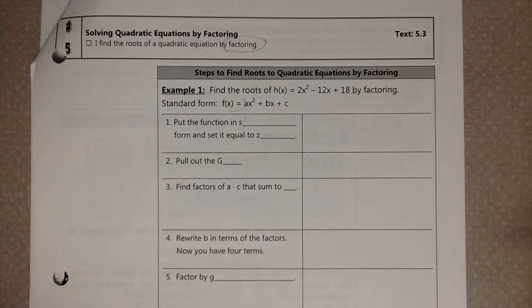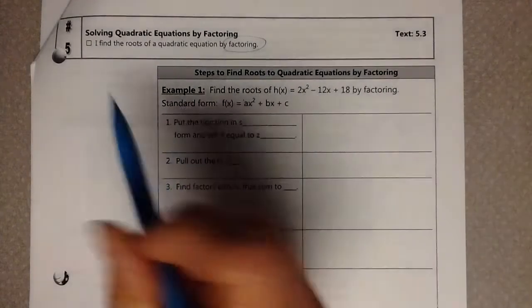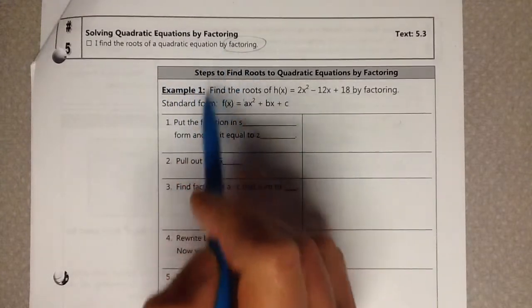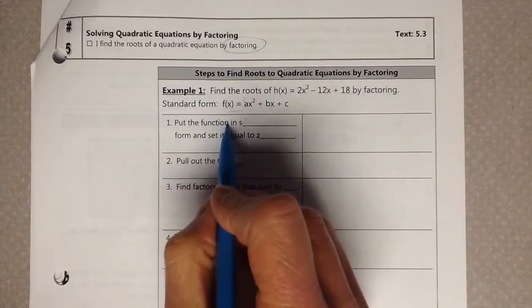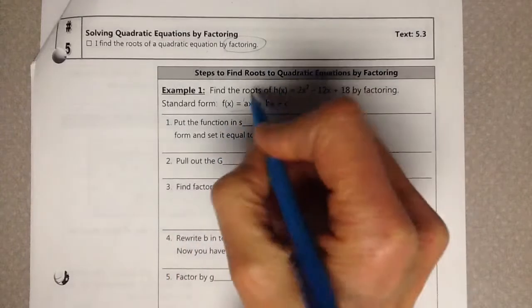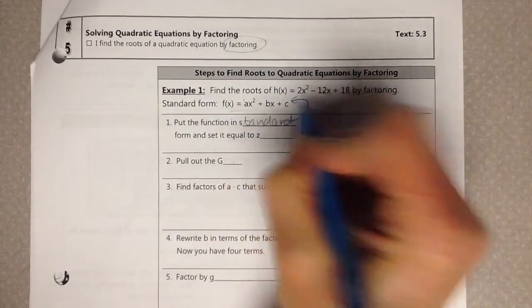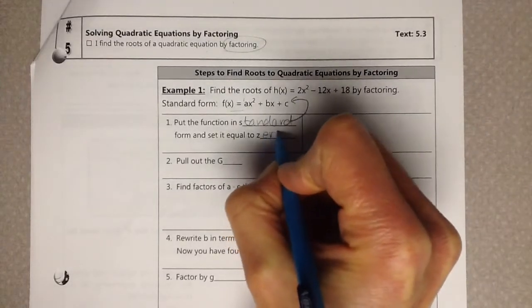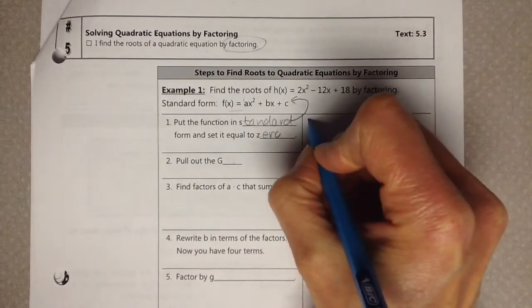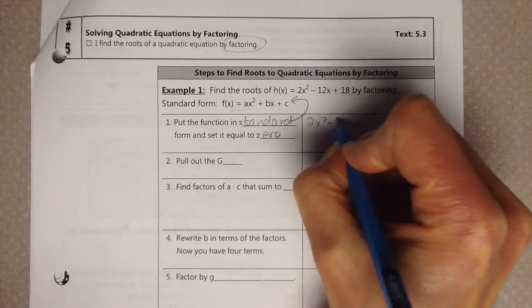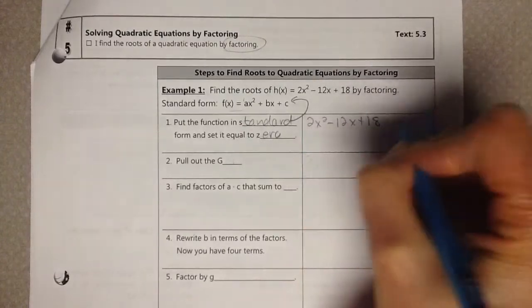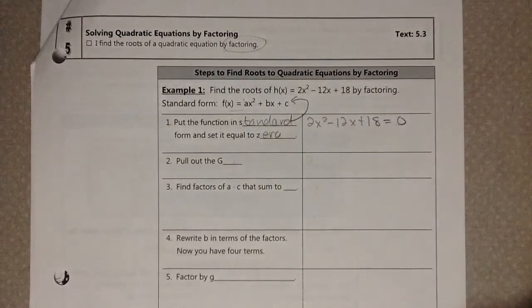Yesterday you factored by grouping. Today you're going to find the roots of a quadratic equation by factoring. So the first thing we want to do is put the function in standard form, which is this form right here, and set it equal to 0. So let's take this function here, 2x squared minus 12x plus 18, and set it equal to 0.